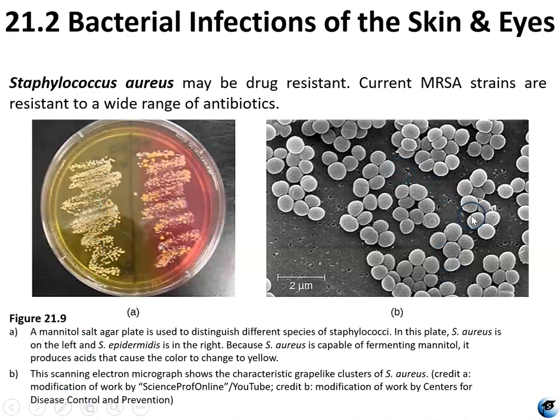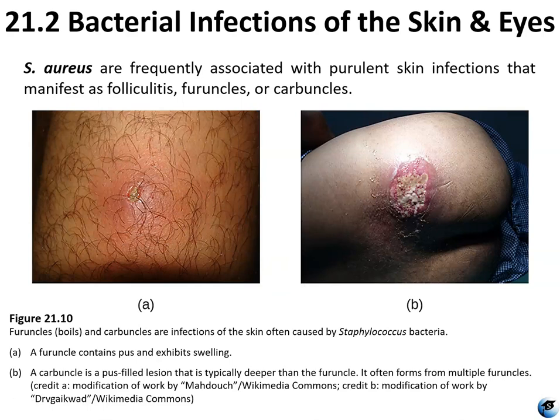This here is showing Staphylococcus aureus under an electron microscope, and it is so named for its cell morphology. The shape is coccus, and the arrangement is staphylo, and therefore it's called staphylococcus. Staph aureus is associated with really nasty skin infections, and they can manifest as folliculitis or furuncles or carbuncles.